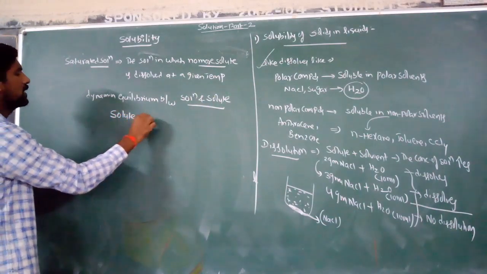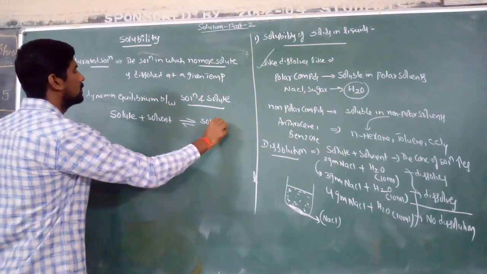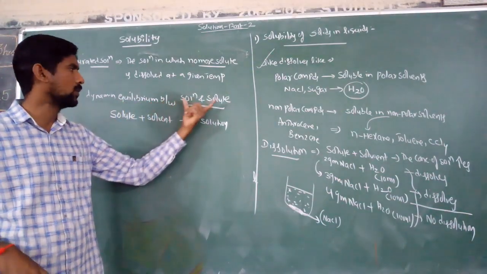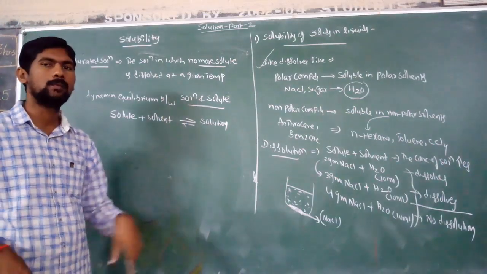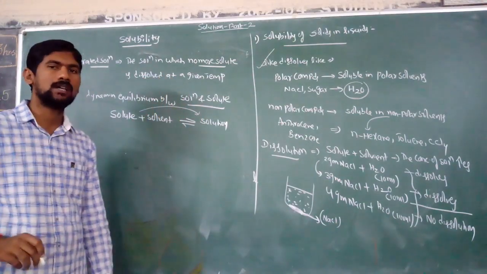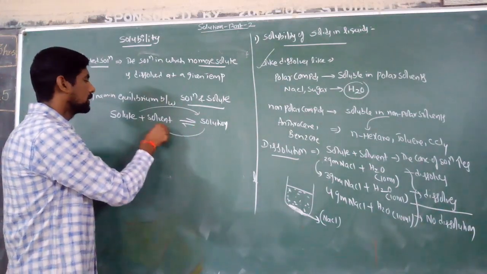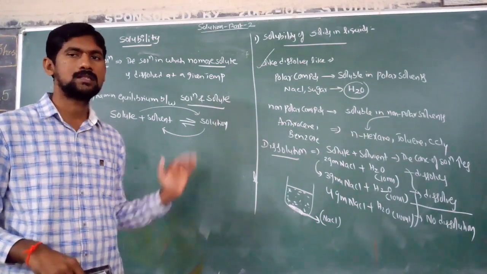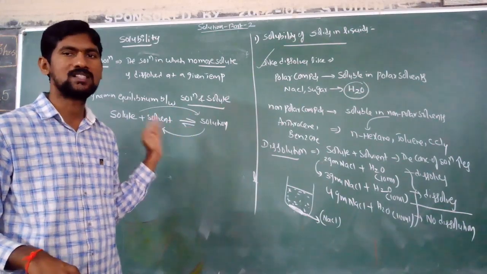There exists a dynamic equilibrium between solute particles and solution. Solute plus solvent, solution: there exists a dynamic equilibrium. So the rate at which the solute dissolves is equal to the rate at which the solute escapes from the solution. The forward reaction is dissolution, and the backward reaction is precipitation.